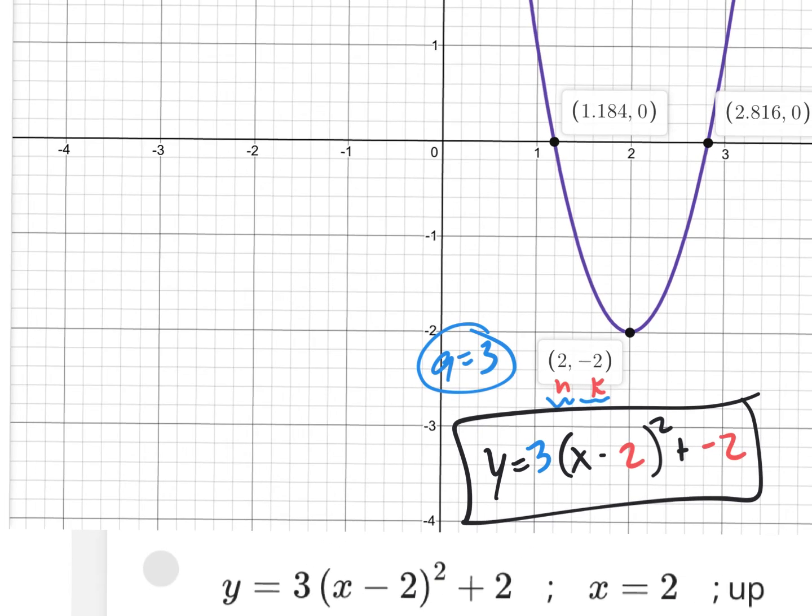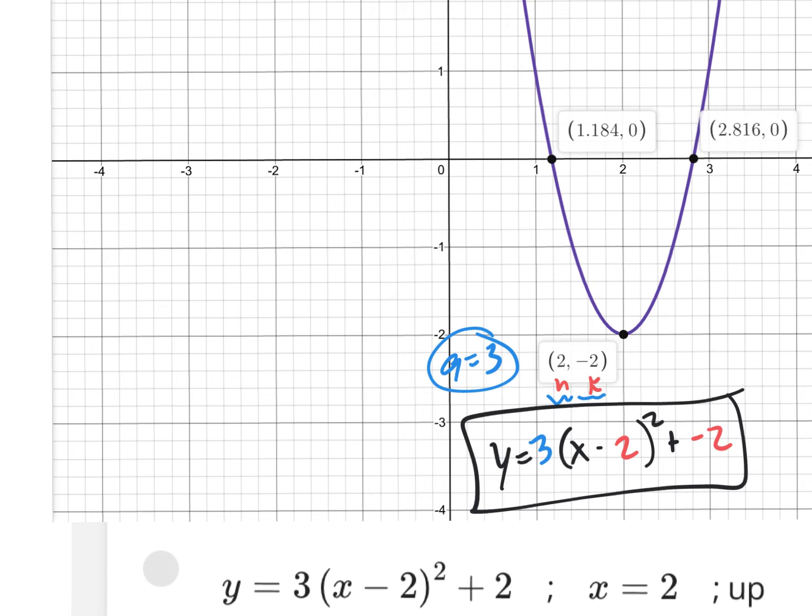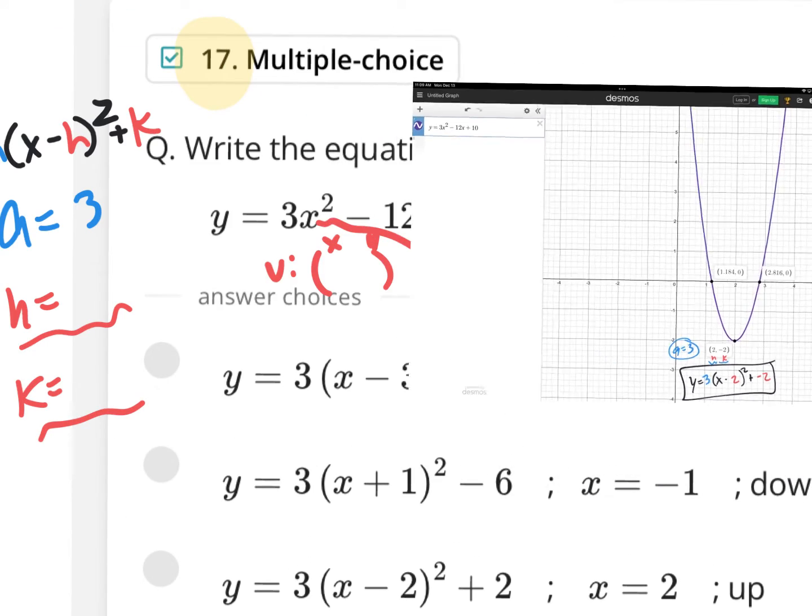You didn't have to use any algebra. You didn't have to use the vertex formula of x equals negative b over 2a. You didn't have to plug it back into x to find the y. You just graphed it and you found your h and k just by looking at the vertex. Yay? Nay? What the hey? I hope that makes sense to you guys.